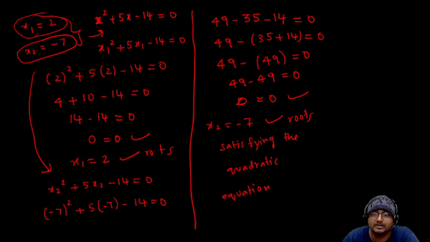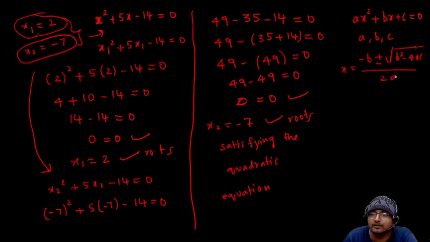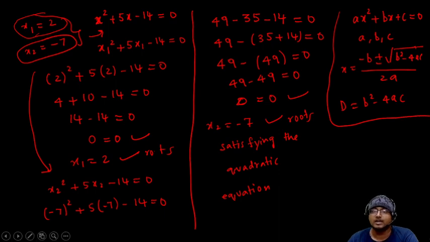We have told the formula method. That is, bring it into a standard form, ax square plus bx plus c equal to 0. Then, comparing it, we'll get the a value, b value, and c value, and then we'll apply them in the formula. That is x equal to minus b plus or minus under root of b square minus 4ac divided by 2a, whereas d is equal to b square minus 4ac. So this is the method you have to follow when solving the problem.